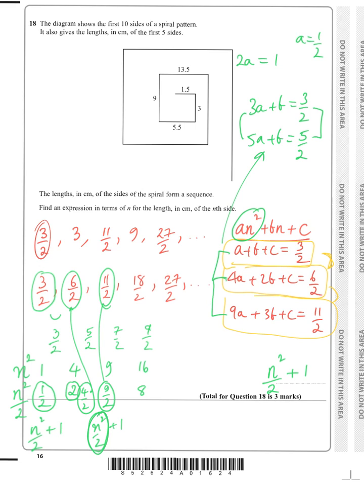Okay, and then once you've got a, you can then find b by substitution and then find c, and you'd find that c would be 1 and b would turn out to be 0, because there was no n term in here. But I think this way is probably better. The simultaneous equations way is probably a little bit slower and a bit more work.